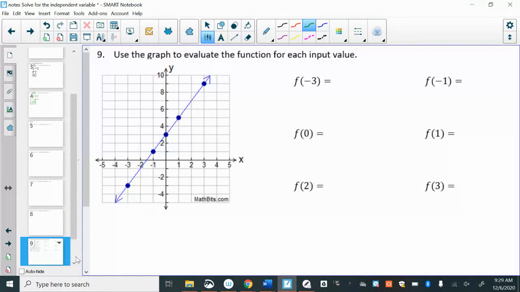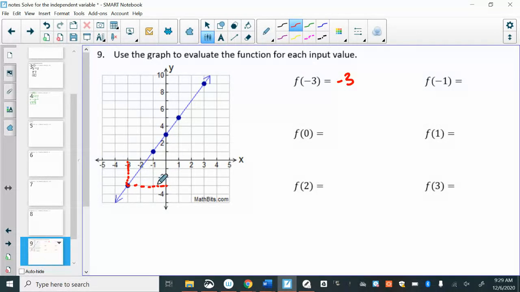The other thing we're going to look at here is if I give you a graph of a linear function and I say, okay, tell me what f of -3 is. You're going to go to -3, start on the x-axis, go to the dot, bring your way over to the y-axis, and I can see it is also at -3.